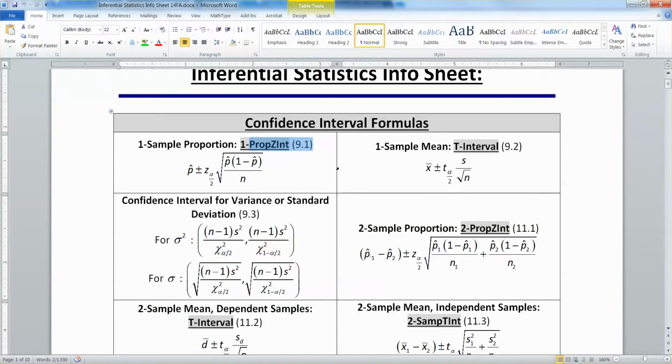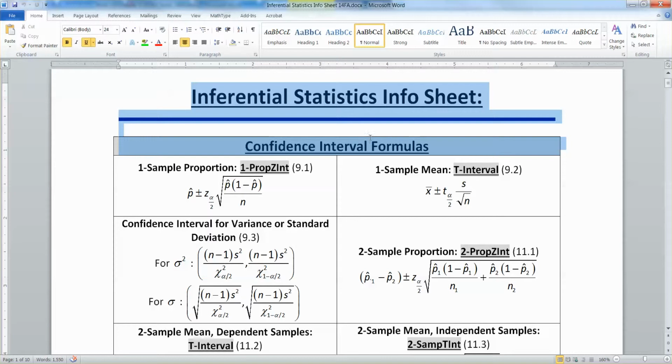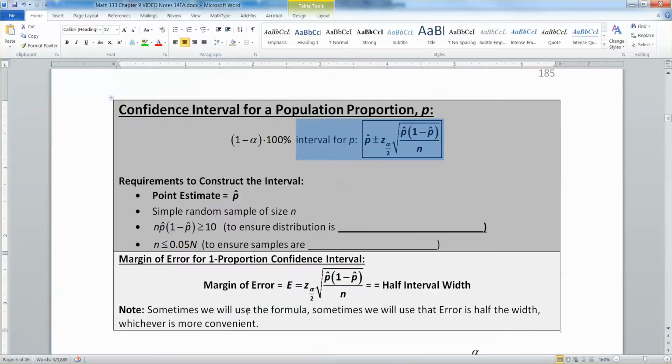And you can see you're going to know a whole bunch more confidence intervals by the time chapter 11 is done. All right, so if I were you, I would take out this inferential statistics sheet right now, staple them all together, put your name on them. You get to use them on your exams. Okay, so let me go back to the notes.